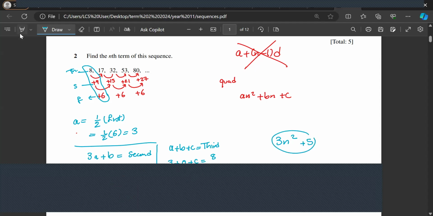So what I have to memorize here is that the coefficient of n^2, which is A, is half the number we named first. And then 3A + B is the second number, and A + B + C is the third number. Take it or leave it.